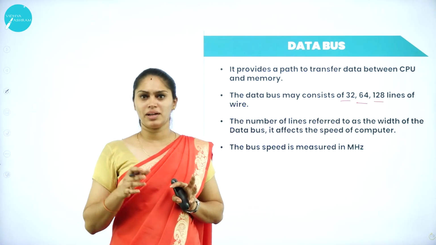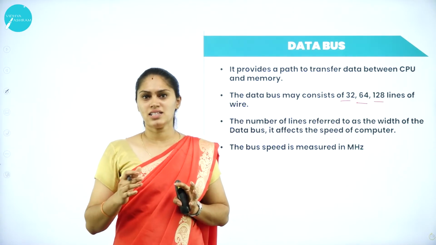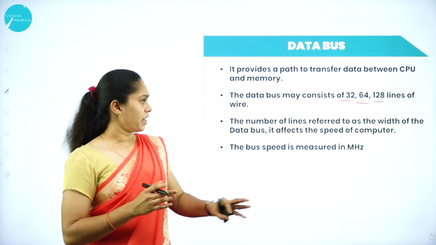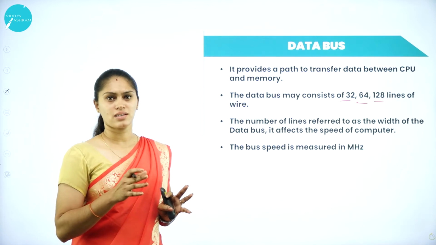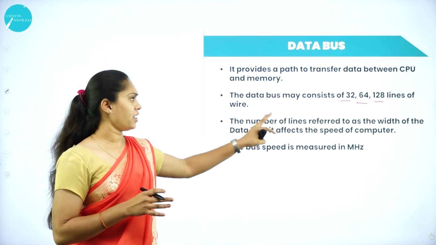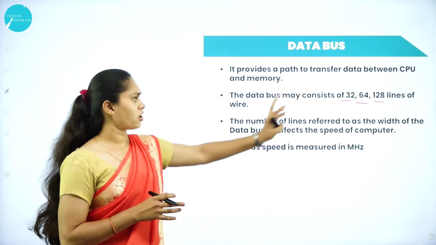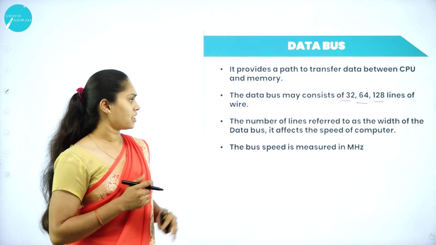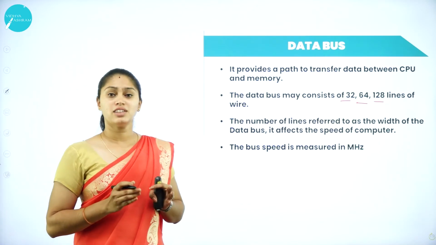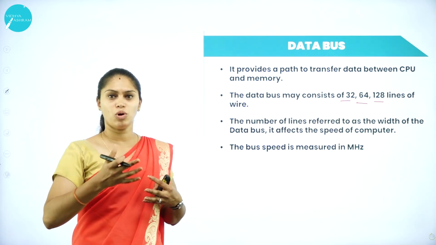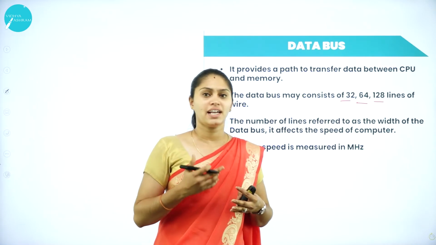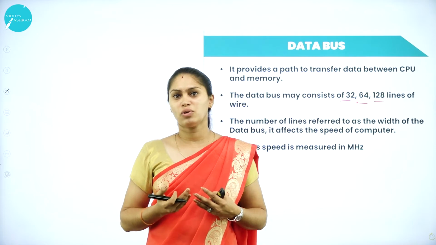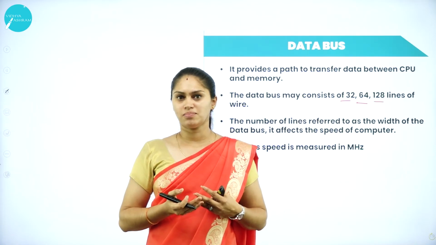Based on our requirement, or based on the number of lines, it varies. The bandwidth, or width, of a bus varies based on the number of lines of wires. So this data bus can be 32, 64 or 128 lines of wire. Here the number of lines refers to the width of a data bus. If the width is more, then the performance of that data bus will increase, and it also enhances the performance of a computer system.